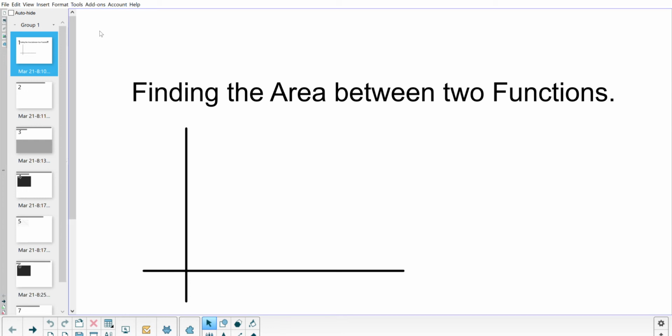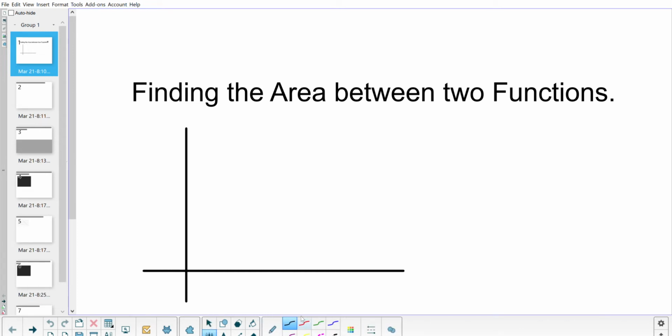Okay, we're going to start the last set of notes for chapter 5, and it's called Finding the Area Between Two Functions. So in chapter 5, we've been finding area under a curve. And when we say under a curve, we really mean under that function, but also bound by the x-axis. This section is not necessarily going to include the x-axis as a boundary. It's going to be bound by two functions. So what does that mean?